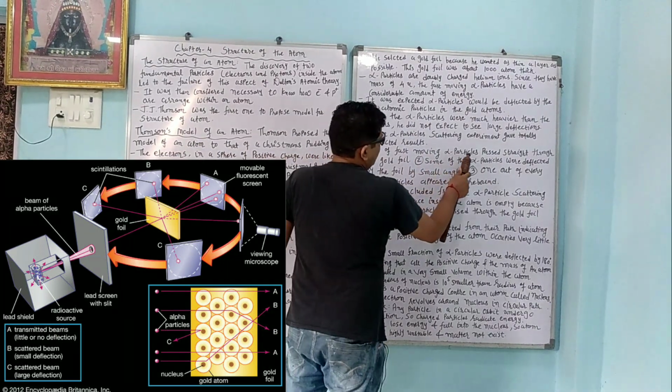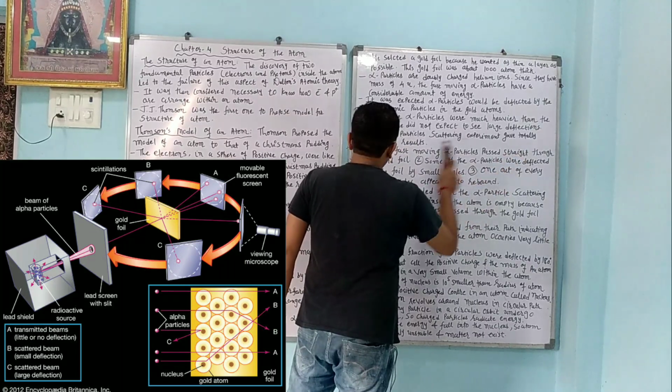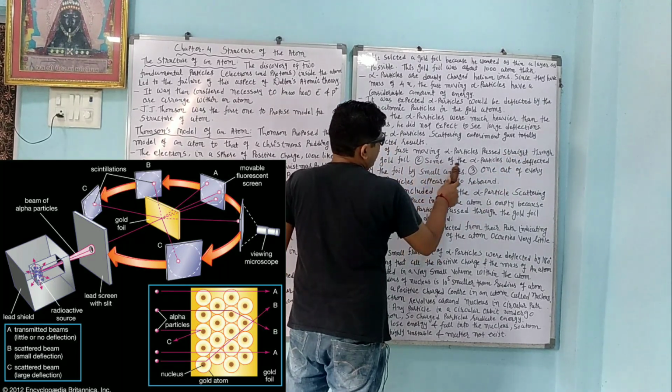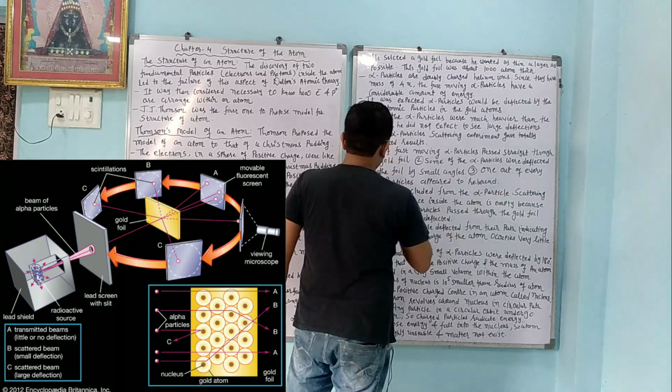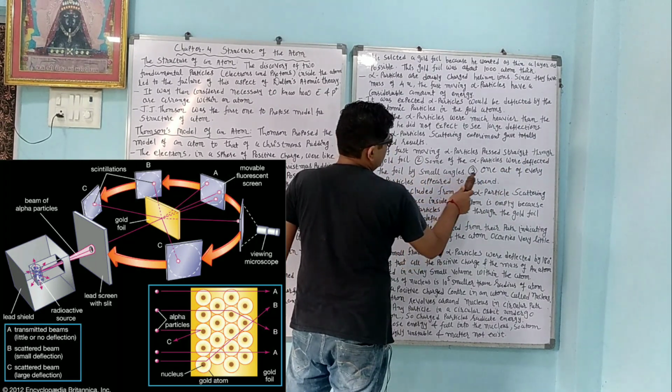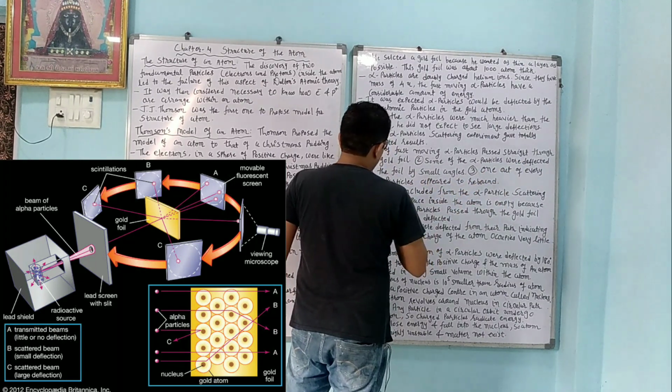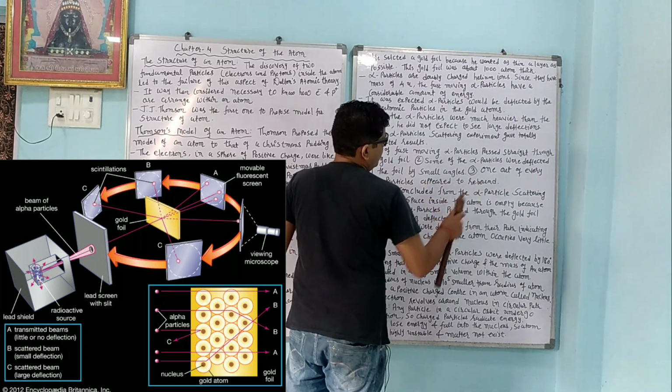Most fast moving alpha particles pass straight through the gold foil. Some of the alpha particles were deflected by the foil by small angles. 1 out of every 1200 particles appears to rebound.